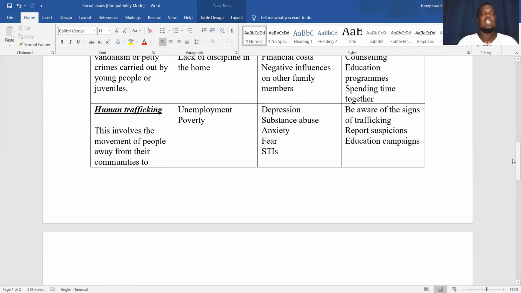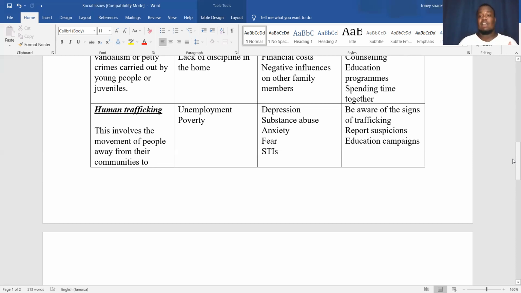Many times when you see persons on the news, I'm talking about in Jamaica now, there's a section on TVJ News where they talk about missing persons. Many of those missing persons are victims of human trafficking. So human trafficking is a big business. It's a massive social issue. Many families have lost loved ones for years because of human trafficking, right?